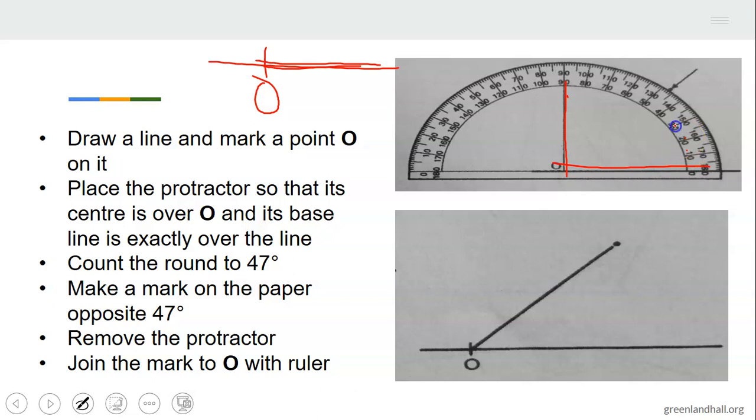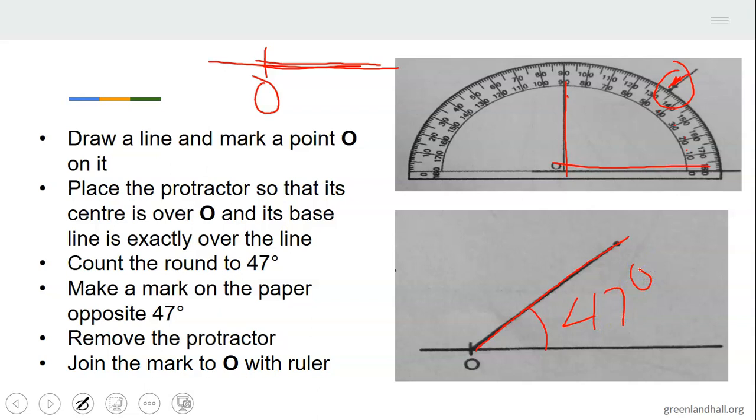1, 2, 3, 4. That is 40. Now, this is 45 here. You can see. So from here, you just put a mark here. Then remove the protractor and join the line together. When you measure, this is 47 degrees.